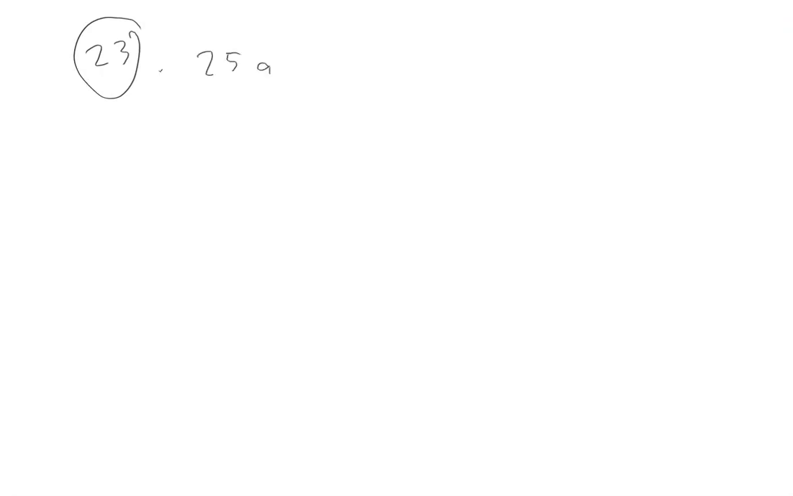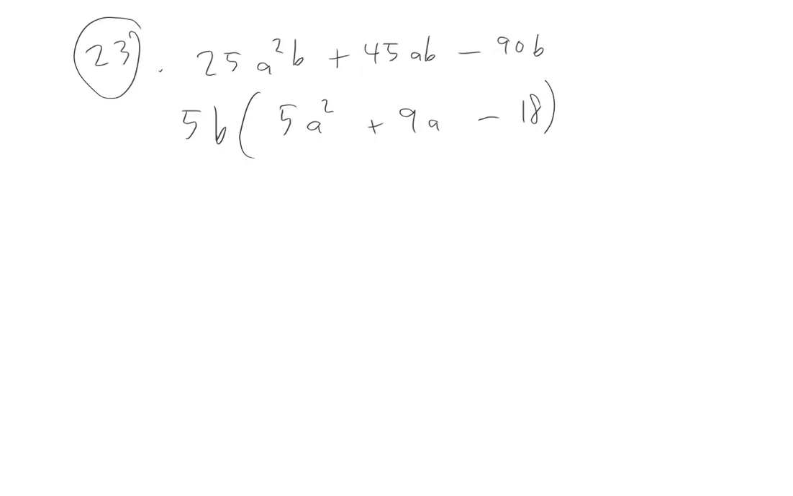25a squared b plus 45ab minus 90b. Well, we have to factor out a common factor, which would be 5, I think. 5, yes. And then b. So if I do that, left is 5 times 5 makes 25, so 5 is left. A squared is left. 9 would be left, and a would be left. And 5 out of a 90 leaves you with an 18. And then the b is already gone, so I'm left with that.